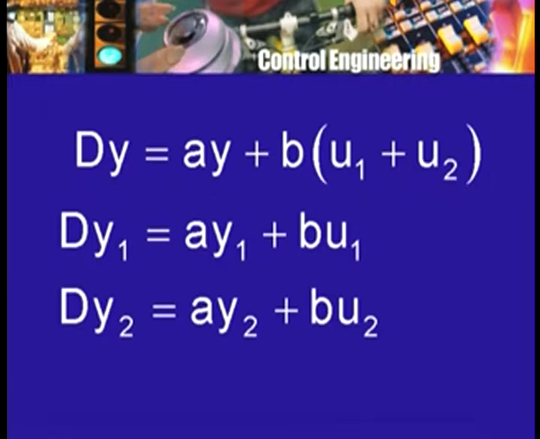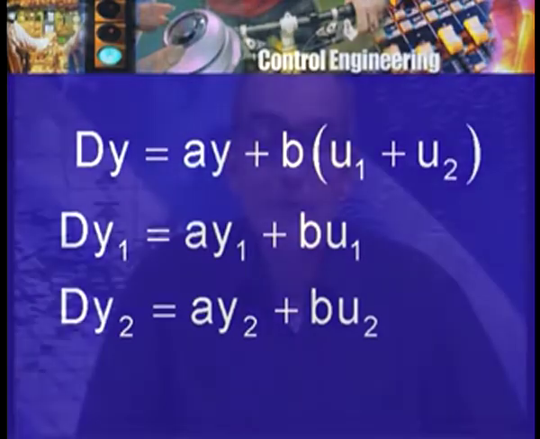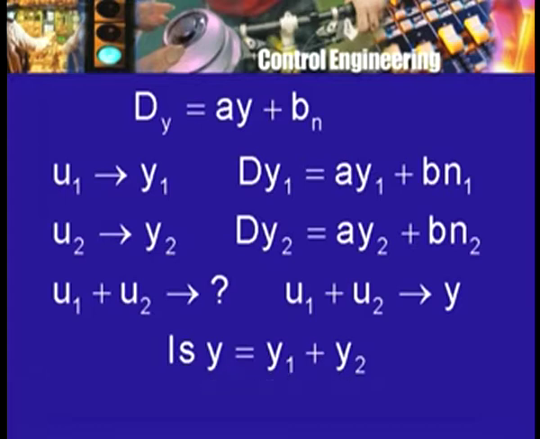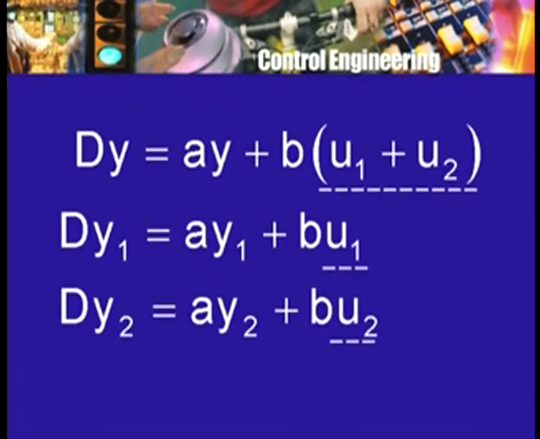So, this is what I have: dy equal to a y plus b into u1 plus u2, and I have the two equations for y1, u1 and y2, u2. From that, I now have to try to show whether y is equal to y1 plus y2 or not. And you will see that some conditions or assumptions which I mentioned earlier do come into the picture now. I will write down the equations for y1 and y2 below: dy1 equal to a y1 plus b u1, and dy2 equal to a y2 plus b u2. So, these are the three equations for y1, y2 and y, with inputs u1, u2 and u1 plus u2.